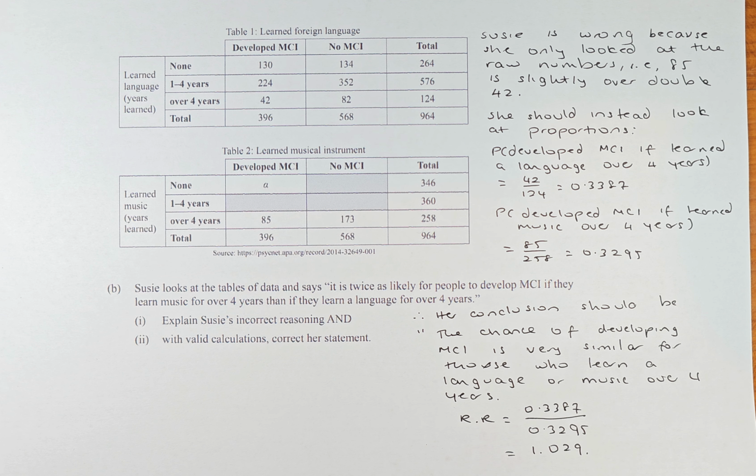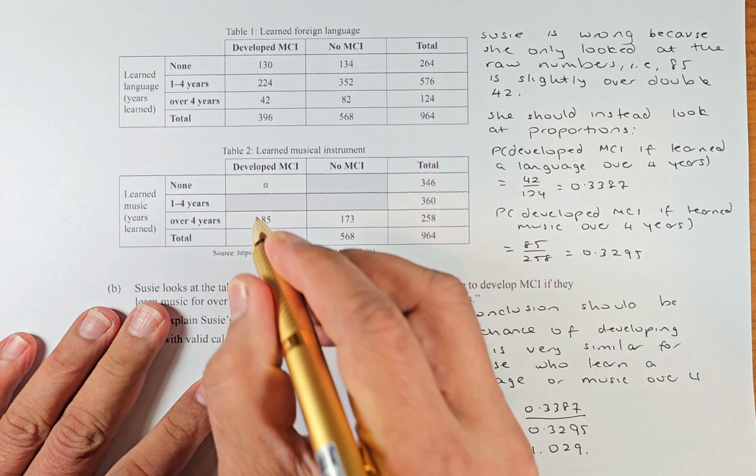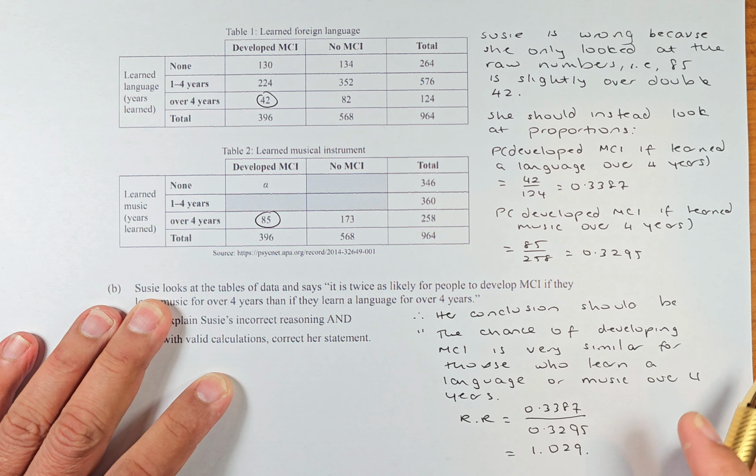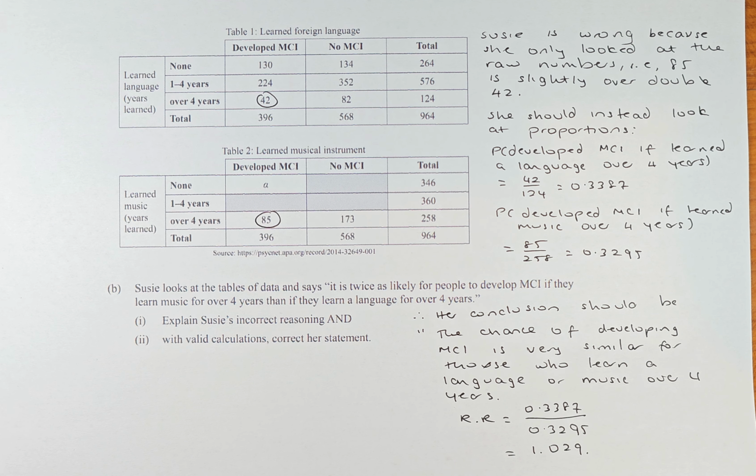Okay, so we're going to do part 1. Why is Susie incorrect? Susie only looked at the raw data. So for example, 85 over 42, that is slightly more than double. So that is why she is wrong. Okay, so that is not the right way to do it. In fact, we have to look at the proportion.